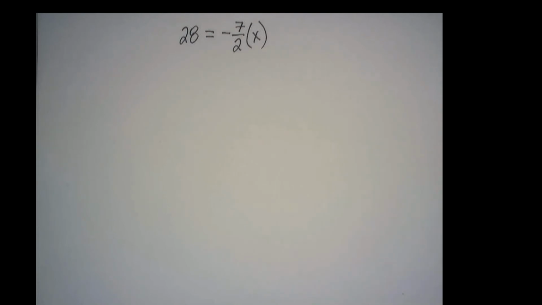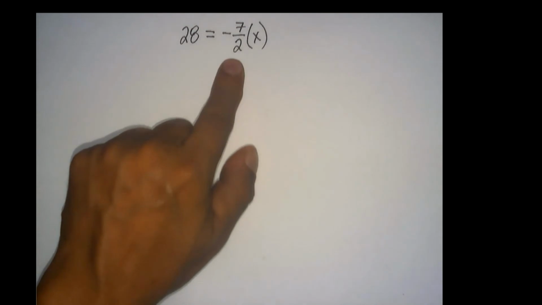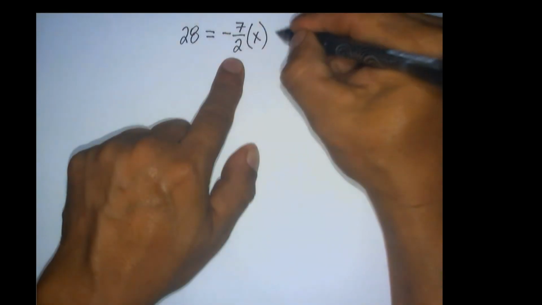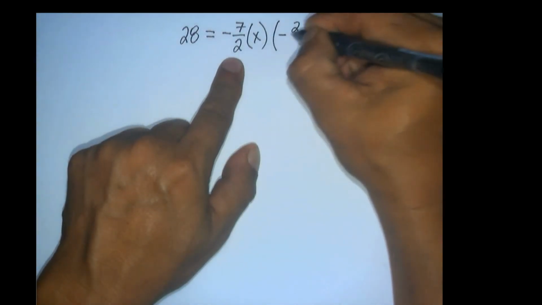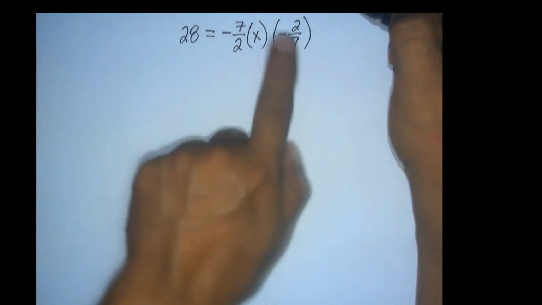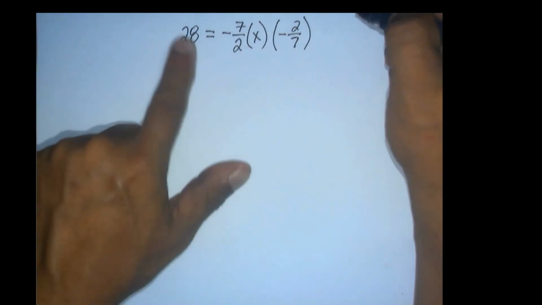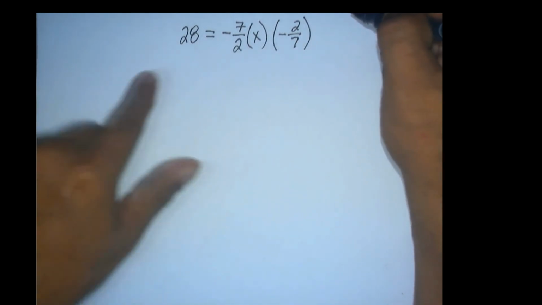What am I going to multiply by? I want this to be positive 1. So you're going to multiply by negative 2 over 7? Excellent. So I multiply this by negative 2 over 7. If I multiply this side by negative 2 over 7, what do I have to do to this side? Multiply it by negative 2 over 7.